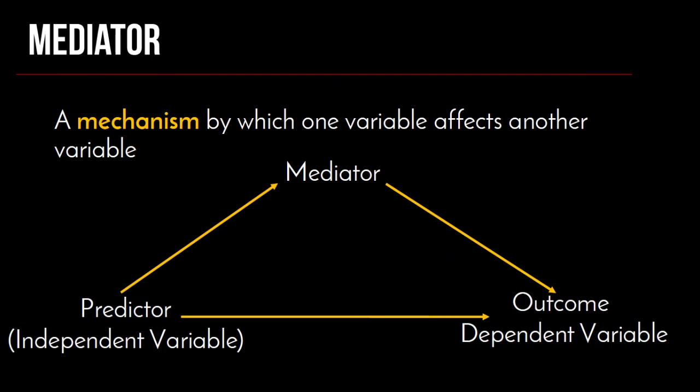A mediator, on the other hand, is something that is mediated. So it's a mechanism by which one variable affects another variable. So imagine you have the risk factor, your predictor, and you have your outcome. And there's some direct effect between your predictor or your risk factor and the outcome, but part of that effect is also indirect. It's mediated as well through something else.